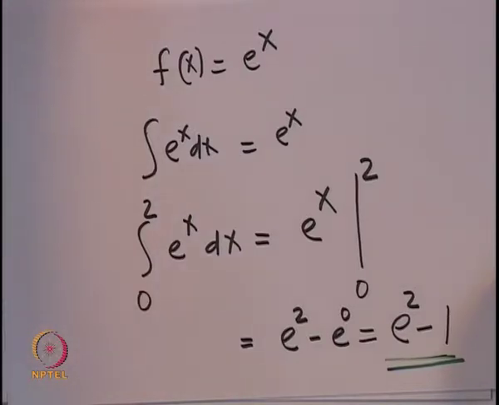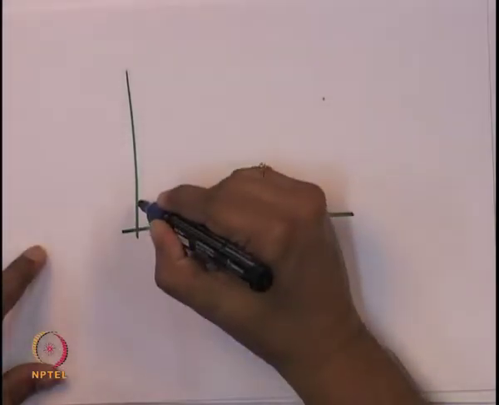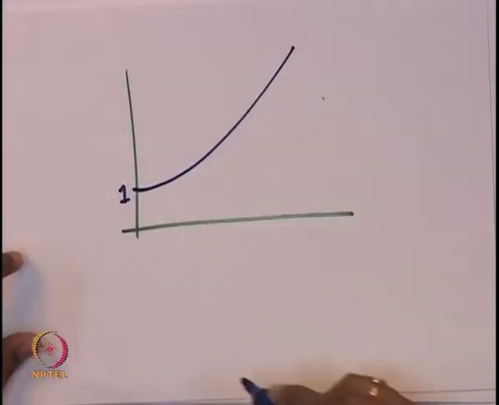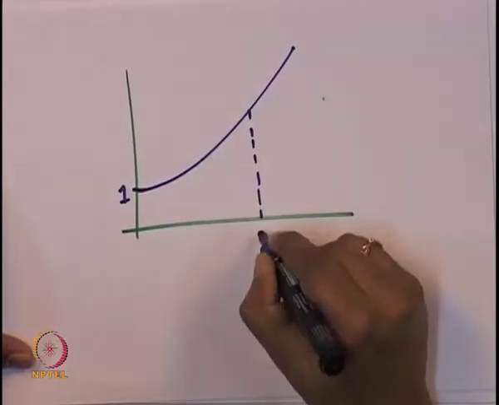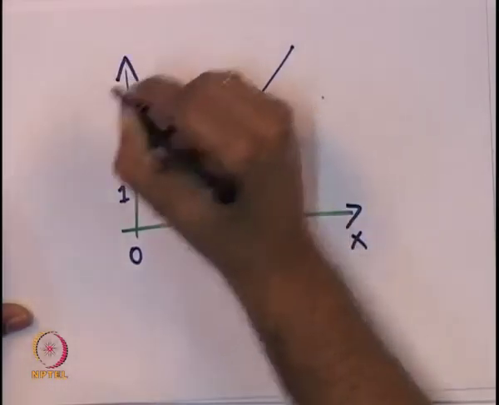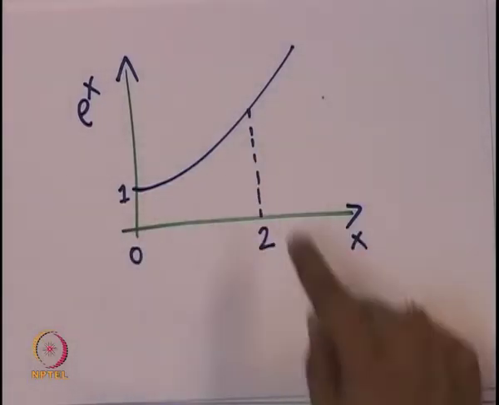So, let us draw e power x for a minute here. The e power x at x equal to 0 will be 1. So, this will be 1 here, and it will just go like this. At 2 it will have some value here. So, this is 2 and this is 0. This is your x and this is your e power x. Now, basically what we want is the area between these two.